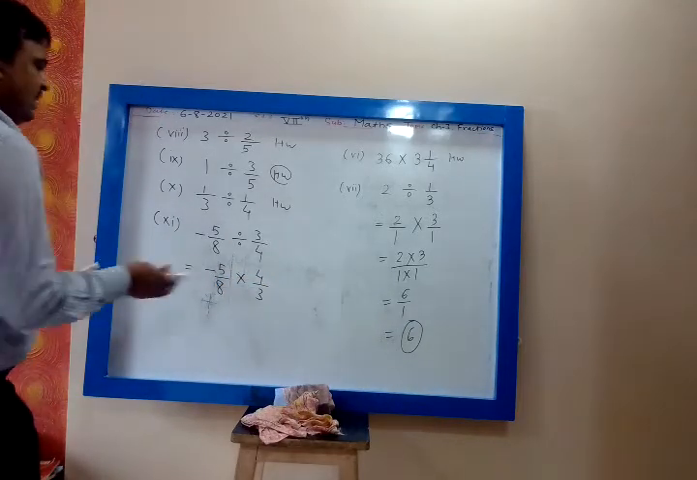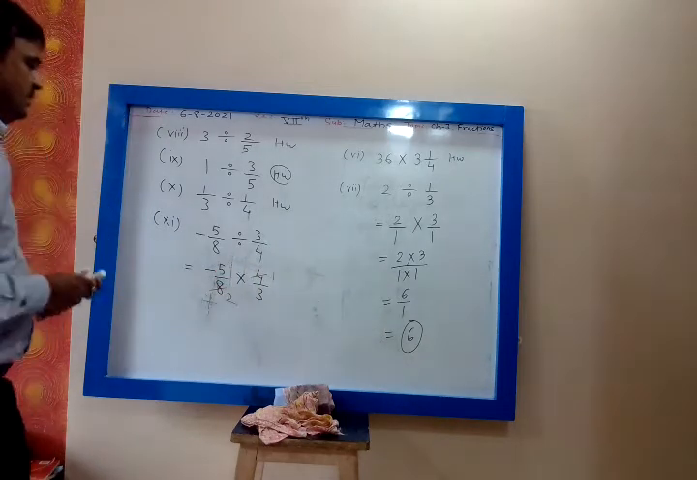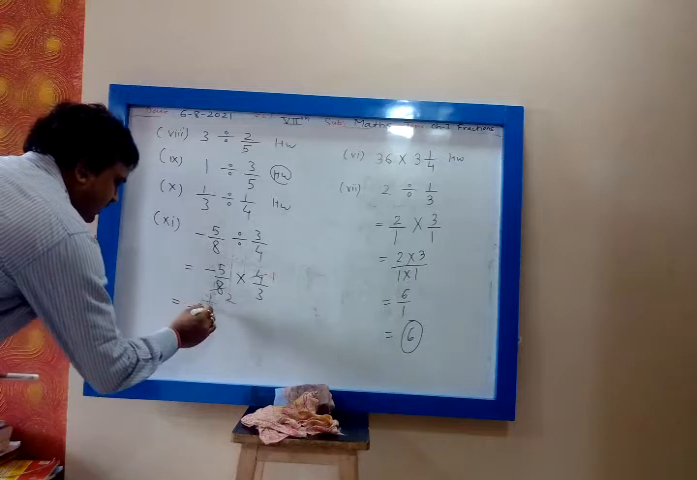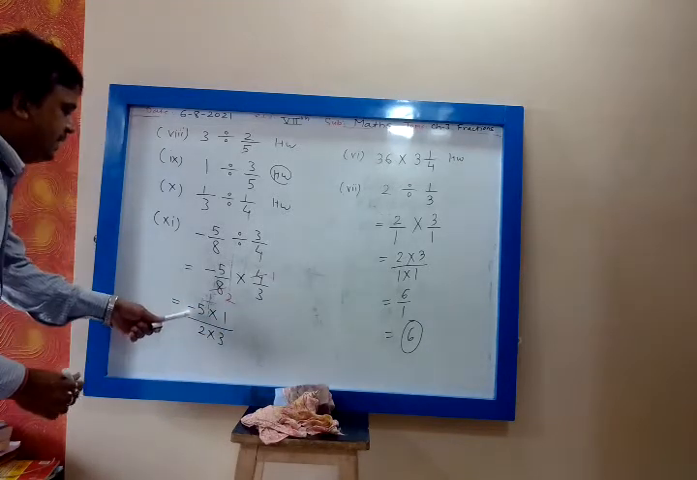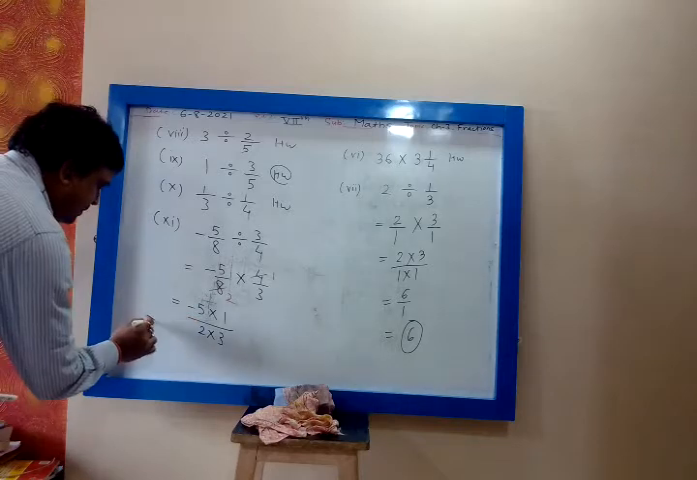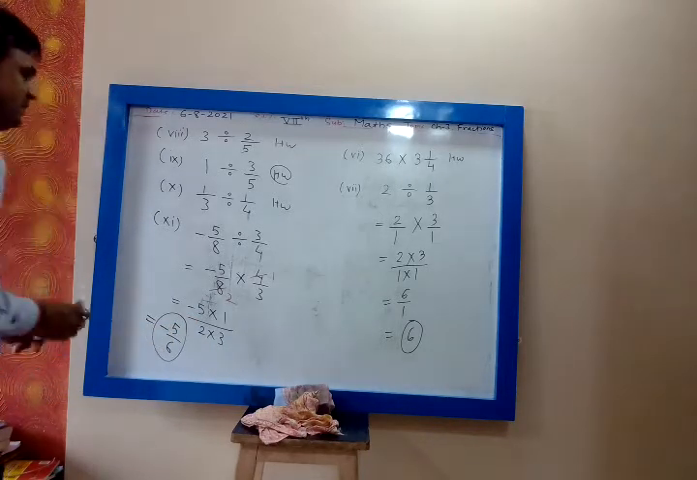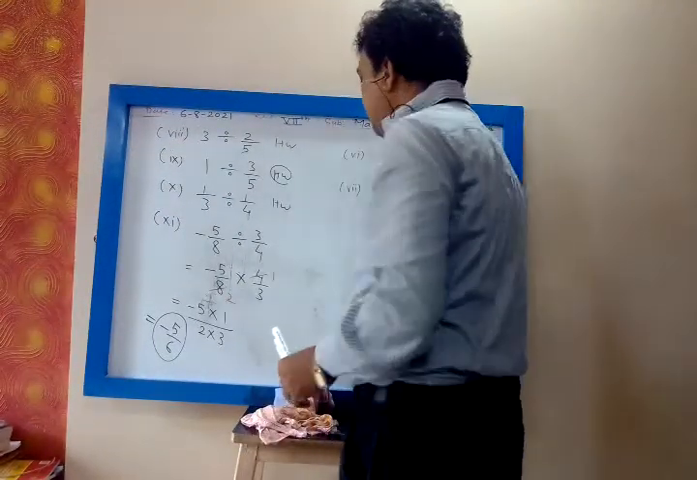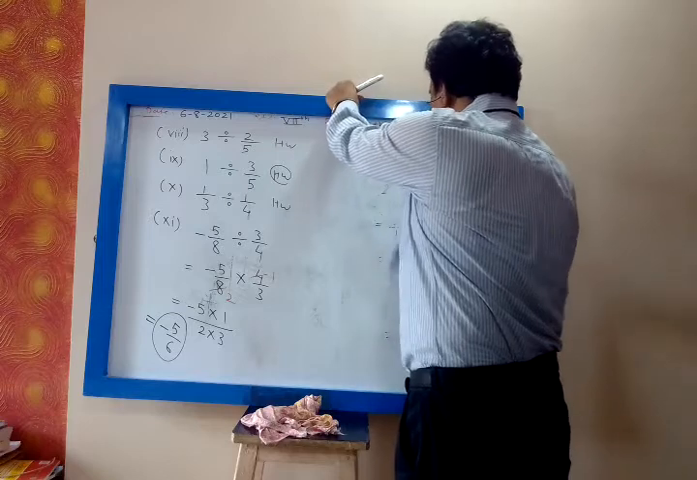Then you can cancel: 4 1s are 4, 4 2s are 8. Then what is the answer? The answer is minus 5 into 1 upon 2 into 3. What is the multiplication of minus and plus? Minus. So the answer is minus 5 upon 6.